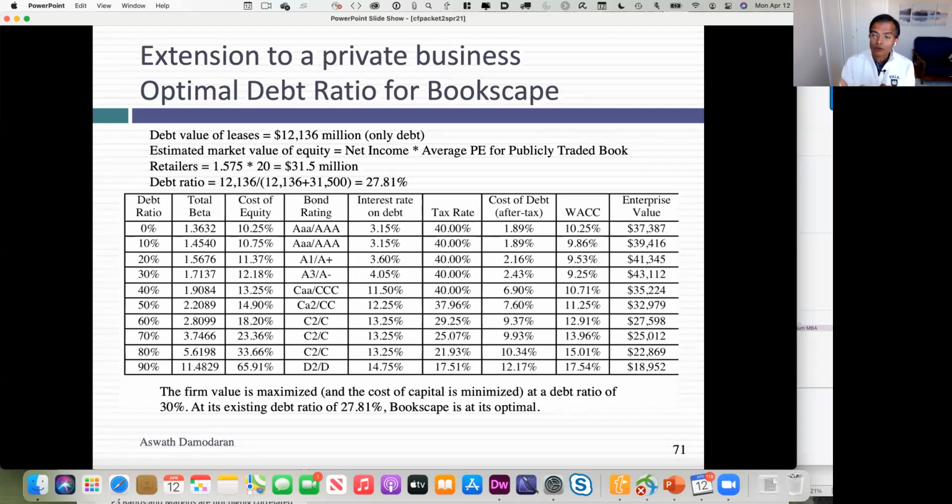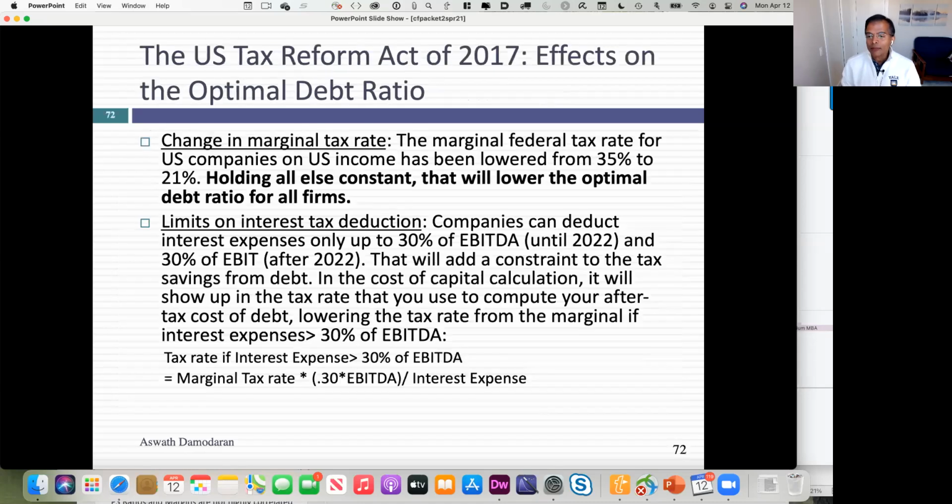Baidu looks very close to its optimal at a 10% debt ratio. And Bookscape looks like it's okay in terms of debt financing. That's really the question you're asking about a company. Does my company have a debt ratio that should scare me? Or should be an opportunity if it's too low, or it should scare you if it's too high? And that's the end game that we're going for here.